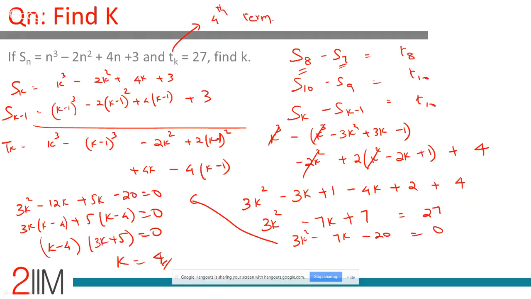Right? So this is n cube minus 2n square plus 4n plus 3, minus of n minus 1 whole cube minus 2 times n minus 1 plus 4 times n minus 1 plus 3. Subtract that, you'll get an expression for the nth term. Plug that equal to 27, solve for k. That's all we're doing here. So don't do this trying to plug into the formula. Very important to keep that in mind. This is a sequence, not necessarily even a progression, either arithmetic or geometric.